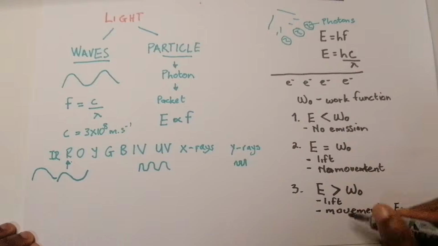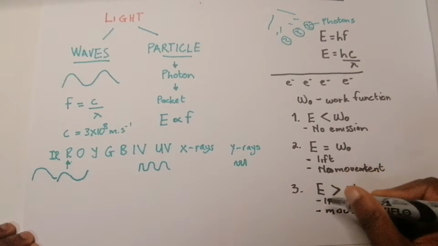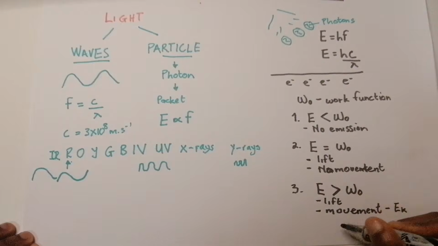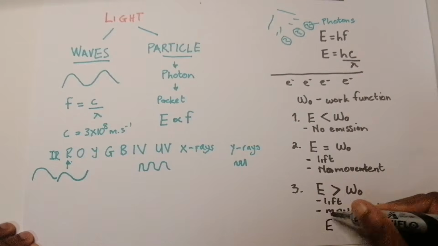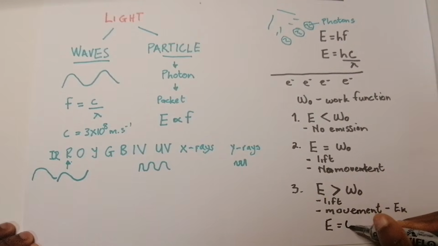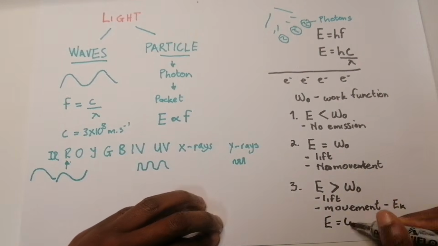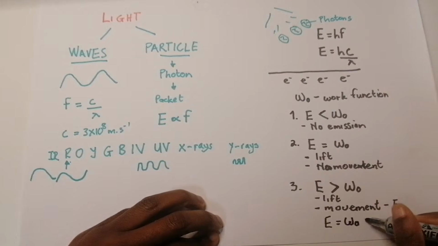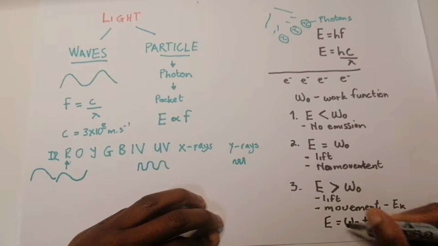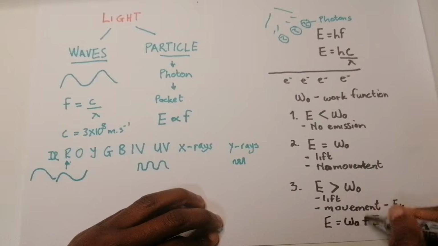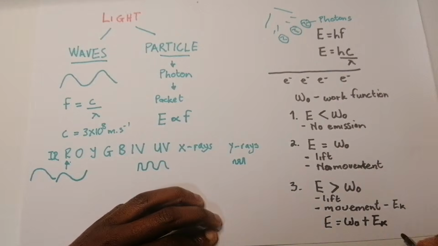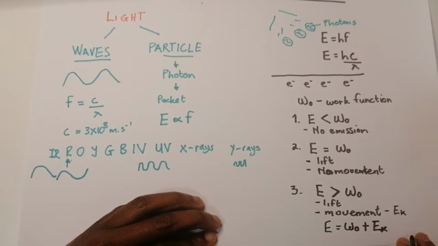Now, I'm just going to move this a little bit. So when the energy of a photon is greater than the work function of the metal, I know that the energy of the photon will not only cause a lift, which is the work function, but it will also cause kinetic energy. Because that energy is in excess, it will overcome the work function, and in this case it will also cause movement.